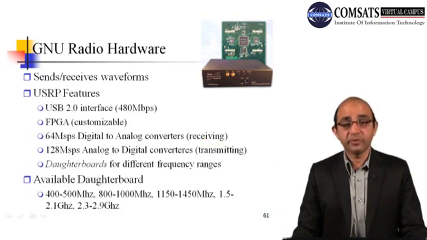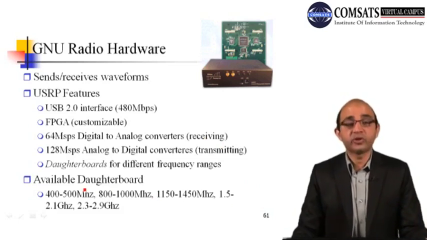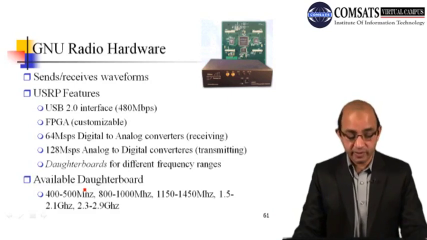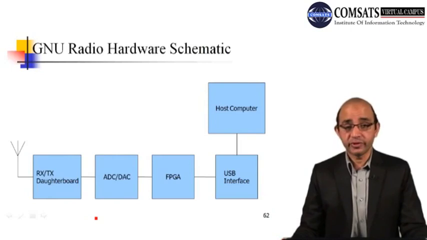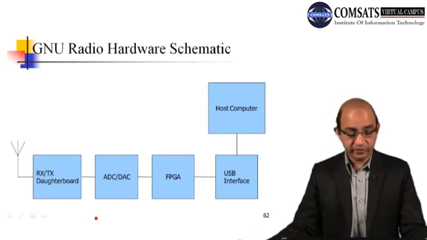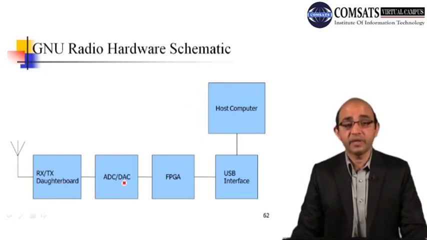So we have the USRP front end. Within the USRP we have different daughter boards, and those daughter boards support different frequency bands. So we have to mount different daughter boards in order to have support for different frequency bands. So this is the schematic. We have the daughter board, and then we have high-speed A to D and D to A converters, and then the FPGA, and this is the USB interface.